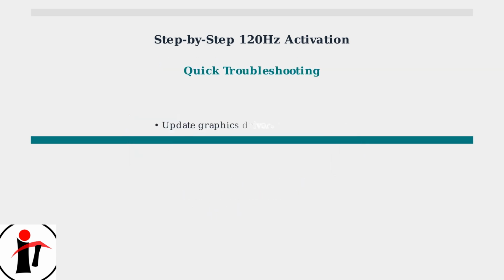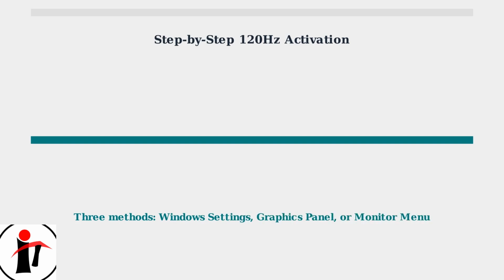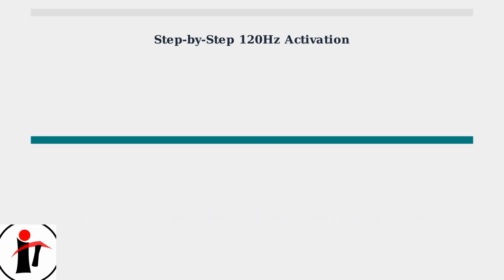If you encounter issues, update your graphics drivers, restart your computer after changing settings, check that cable connections are secure, and verify your specific Sceptre monitor model supports 120 Hz refresh rate. You now have 3 reliable methods to activate 120 Hz on your Sceptre monitor. Choose the method that works best for your setup and enjoy smoother, more responsive display performance.